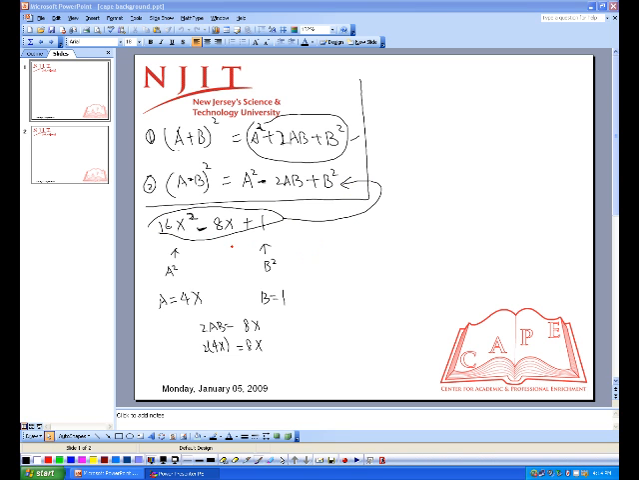And that will mean our a is 4x, b is 1, and now the answer will be 4x minus 1 squared. Okay, that's good. This is the answer.